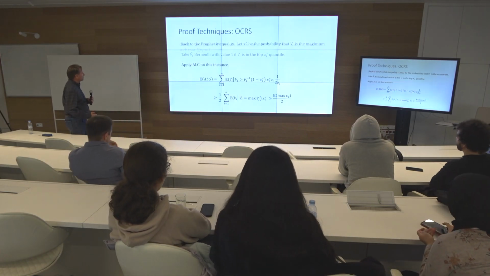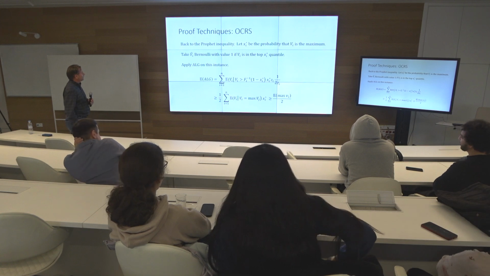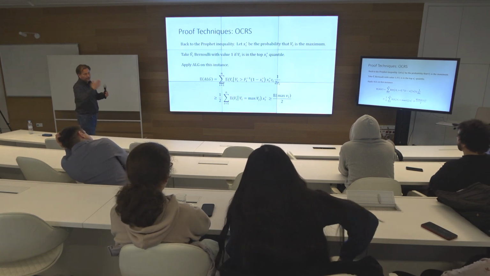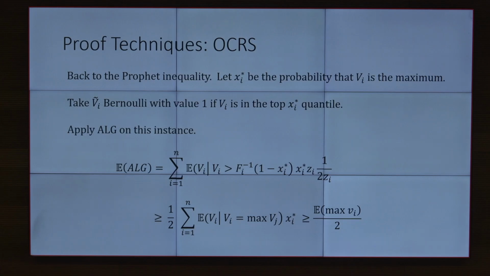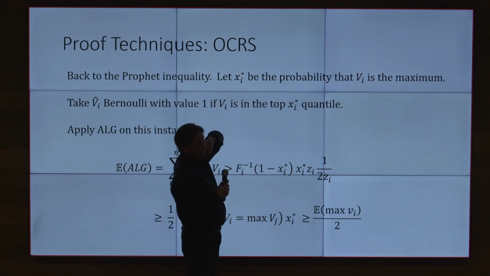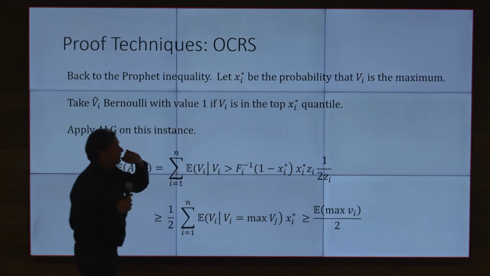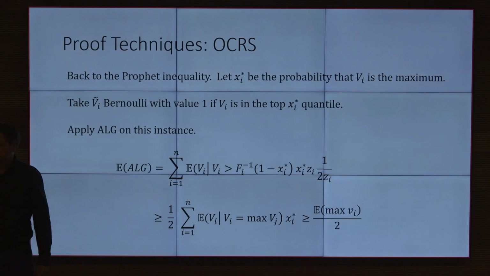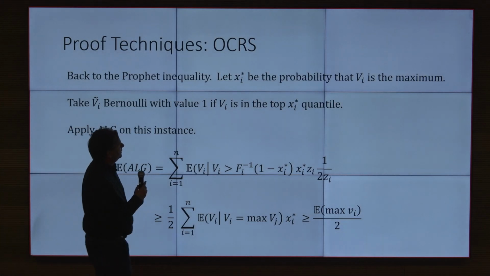Good, so this is another proof technique. And how do we use it? We want to apply it to the same problem. So we go back to the profit inequality. Now we have this tool in mind, and we compute this xi star, the probability that Vi is the maximum of the valuations. The sum of these guys is 1. No ties, remember this.